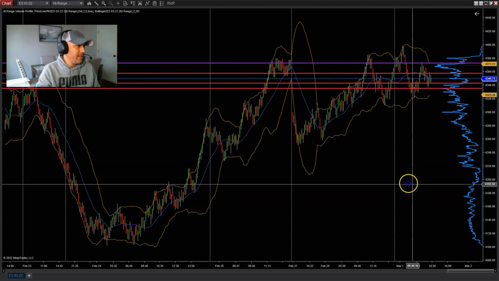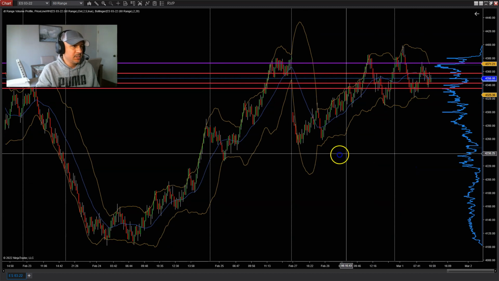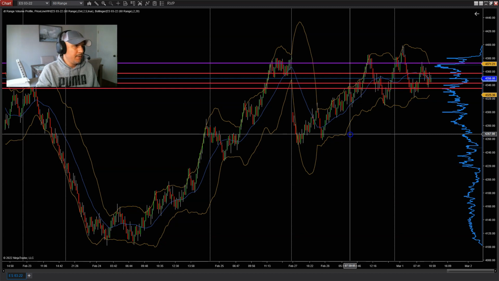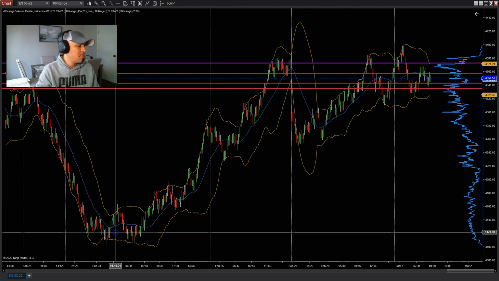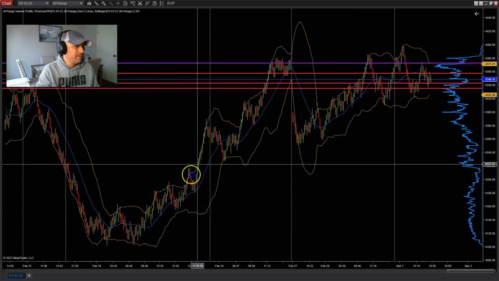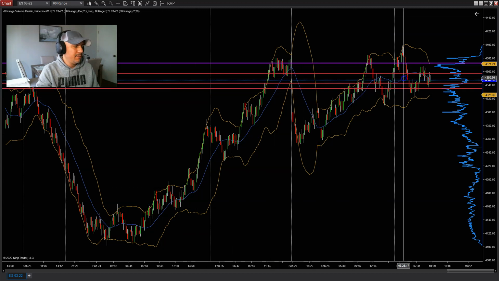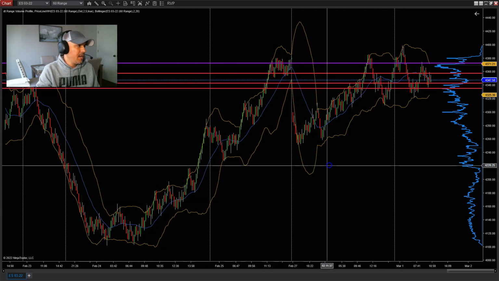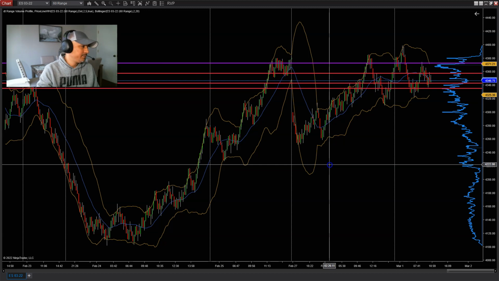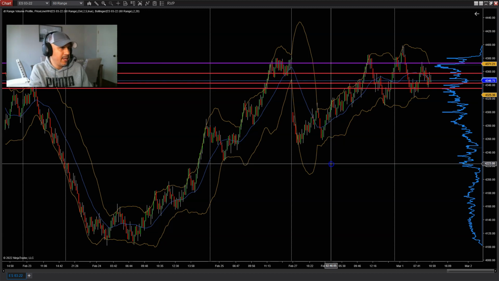So let's take a look here on the 60 range. For those who weren't on the channel or didn't watch the video yesterday, this band here, you see, is what's called the Bollinger Band. I used to have it added to my charts in the past, and I'm kind of bringing it back to the table to see.